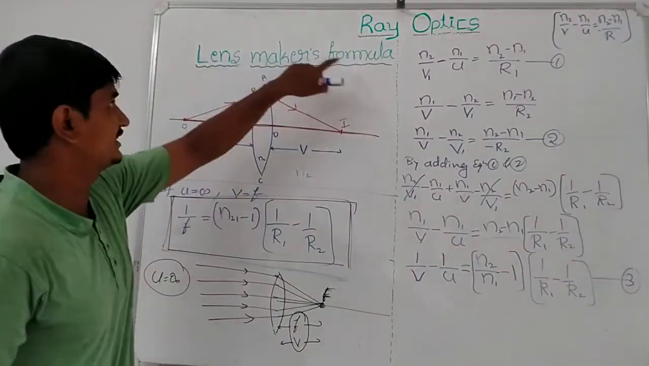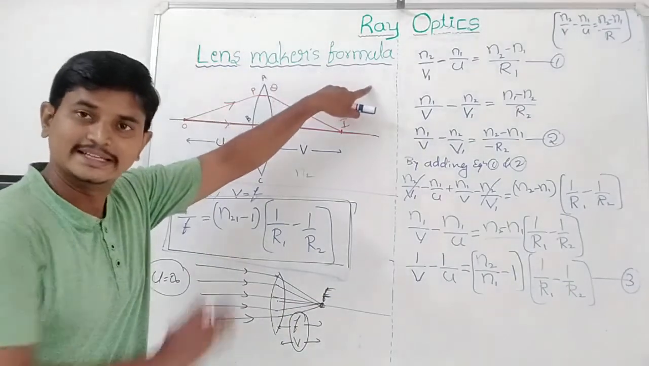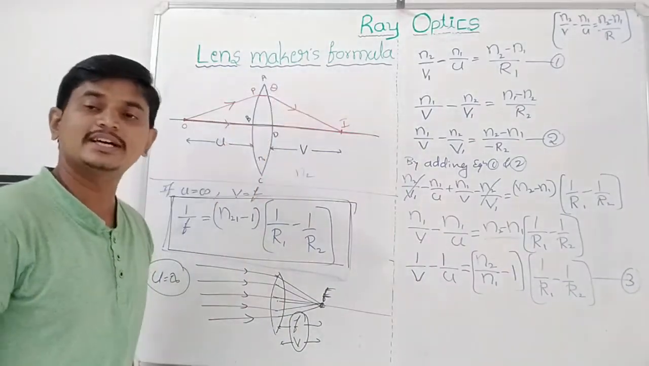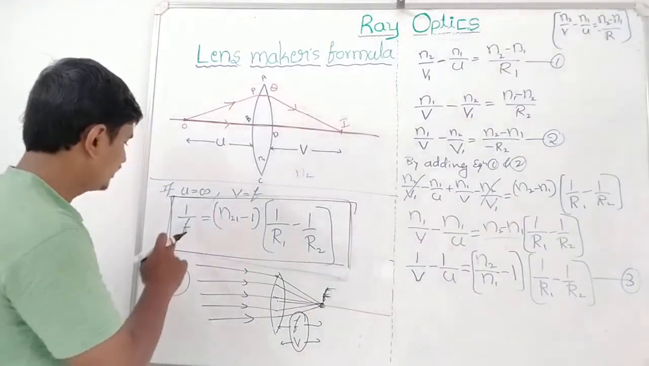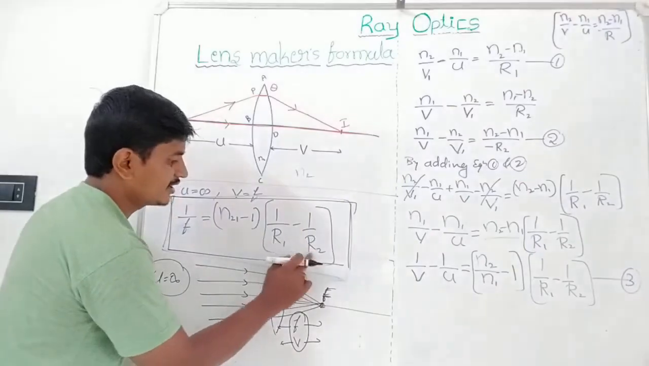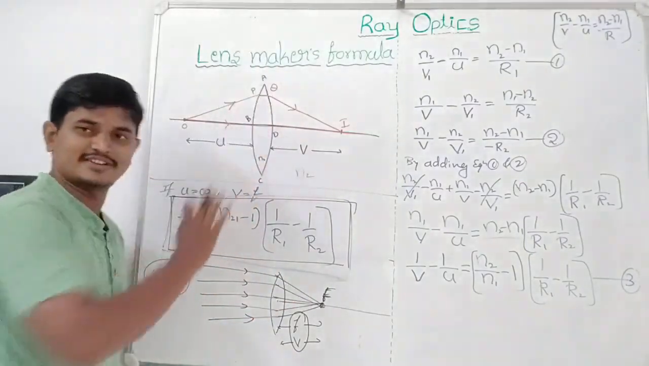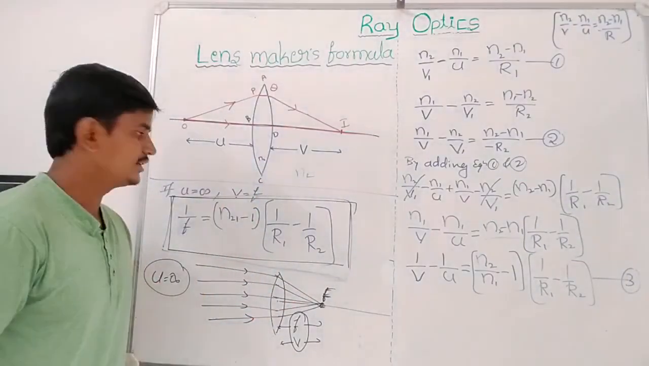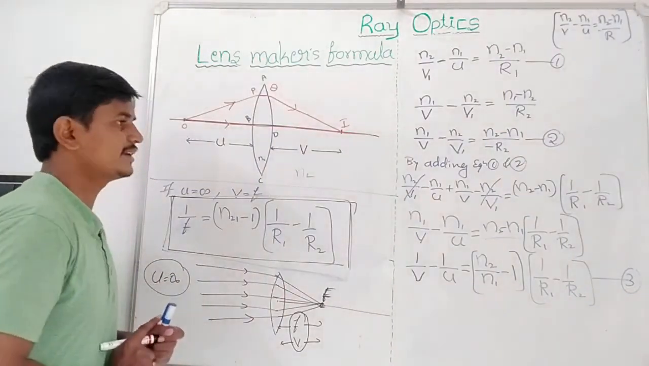The name itself indicates lens maker formula. It is useful for making lenses of different focal lengths using the radii of curvature of the two surfaces. This is the derivation of the lens maker formula.